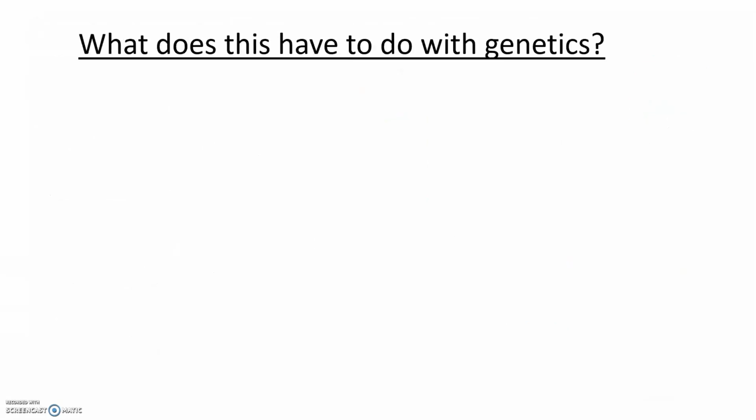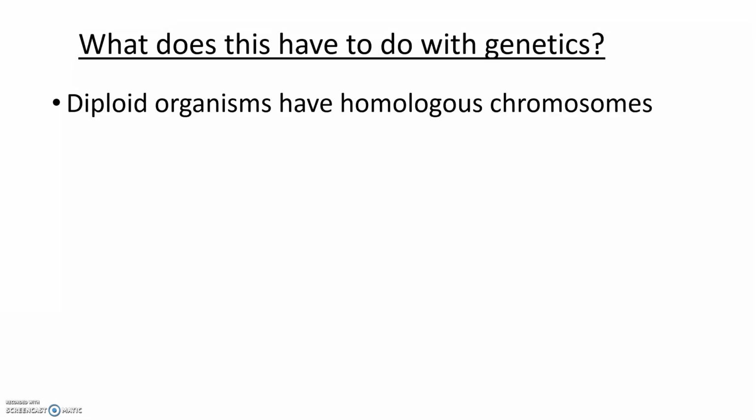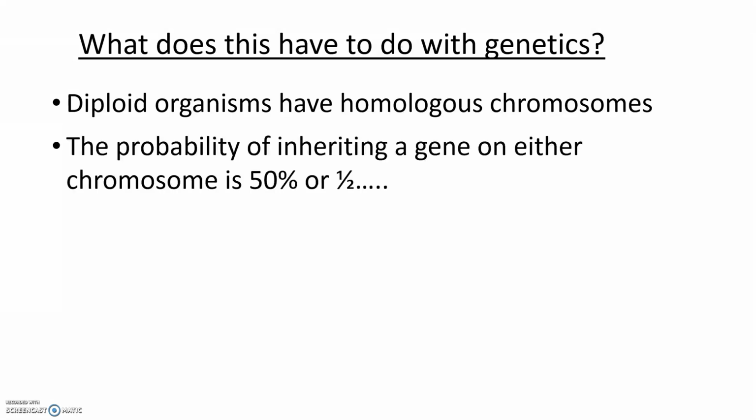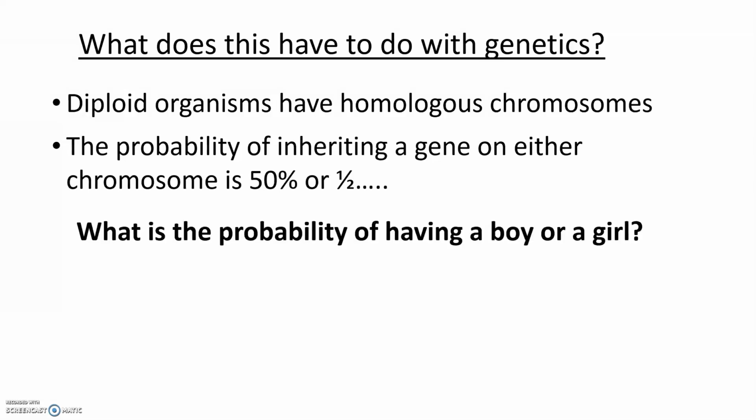And this leads to the question, well, what does this have to do with genetics and the inheritance of these traits between one generation of cells and the next? Well, if you remember, diploid organisms have homologous chromosomes. They have 2 chromosomes, and the probability of inheriting a gene on either chromosome is 50%, or 1 out of 2. You can think of getting a chromosome as like flipping a coin. You either get the heads or the tails for that. And so we can look at an example.